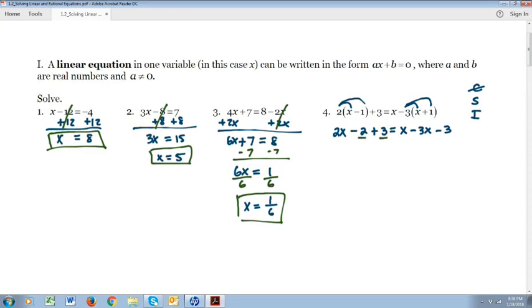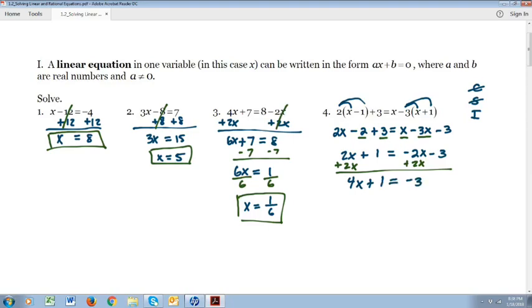Notice the minus 2 and the 3 are like terms, so we're going to get 2x plus 1 on the left. On the right, we have an x and a minus 3x. And that's negative 2x. And then go ahead and bring that minus 3 down. So first of all, I've simplified everything that I could. So now the I is for isolate. If I have x on both sides, I need to get rid of it on one of the sides. So we can do that by adding 2x to both sides. We get 4x plus 1 equals negative 3.